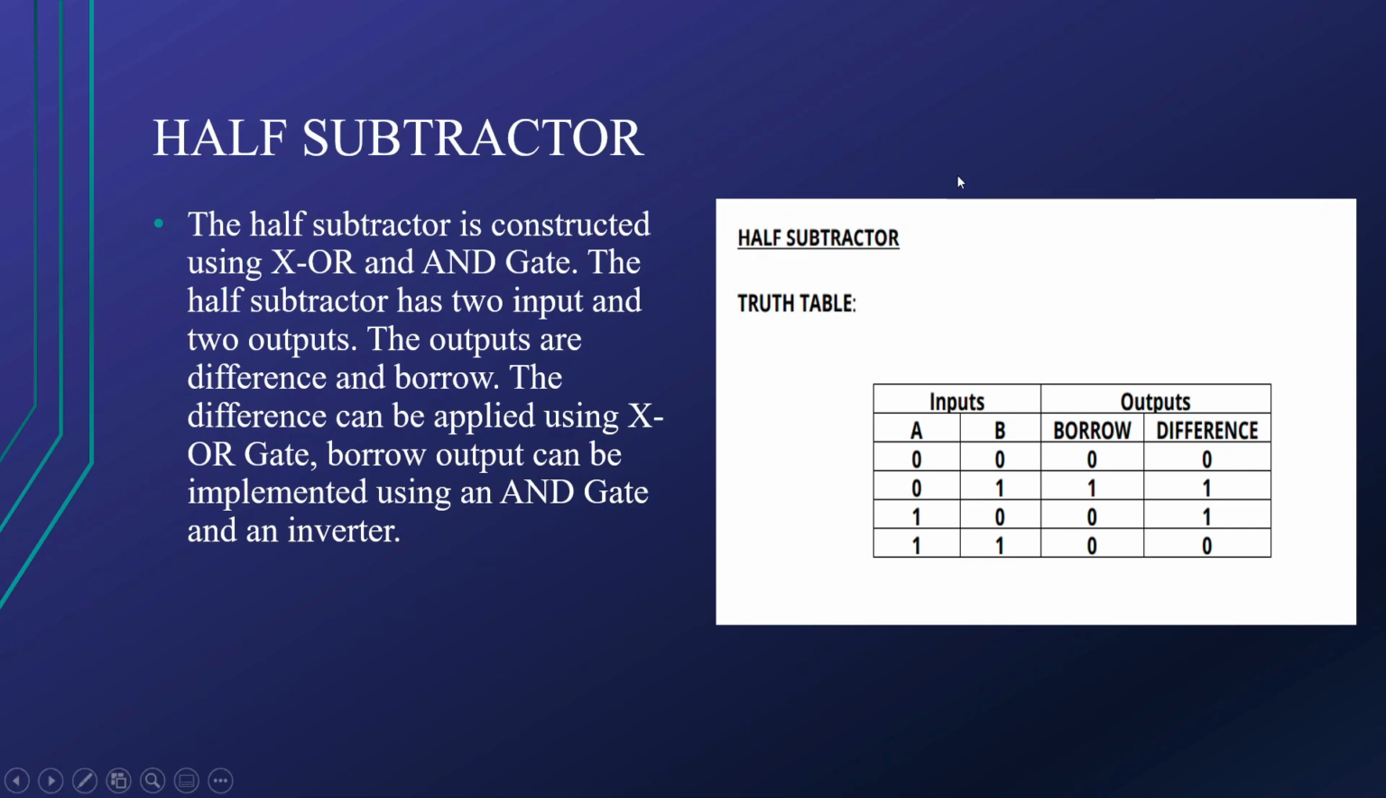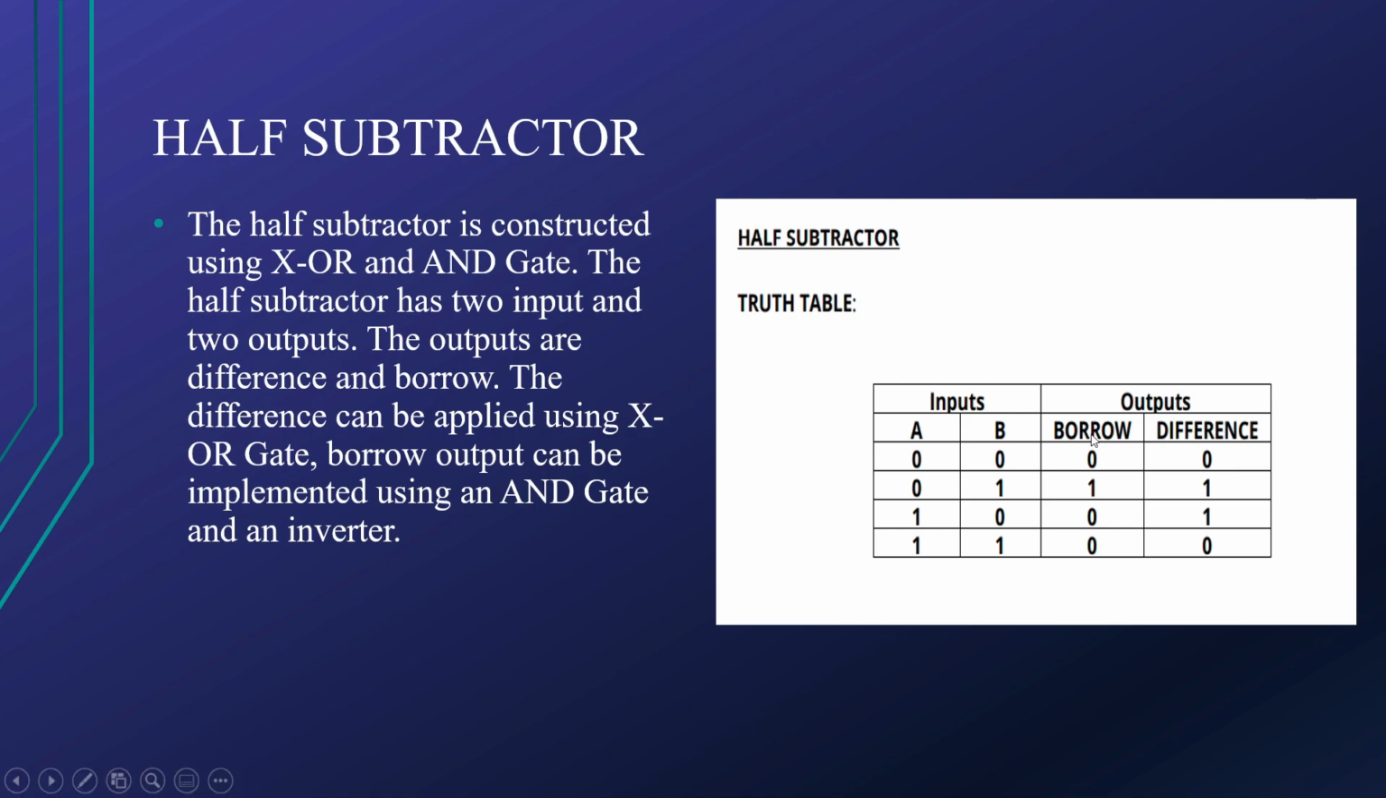Half subtractor. The half subtractor is constructed using XOR and AND gate. The half subtractor has two inputs and two outputs. The outputs are difference and borrow. The difference can be implemented using XOR gate. Borrow output can be implemented using an AND gate and an inverter.